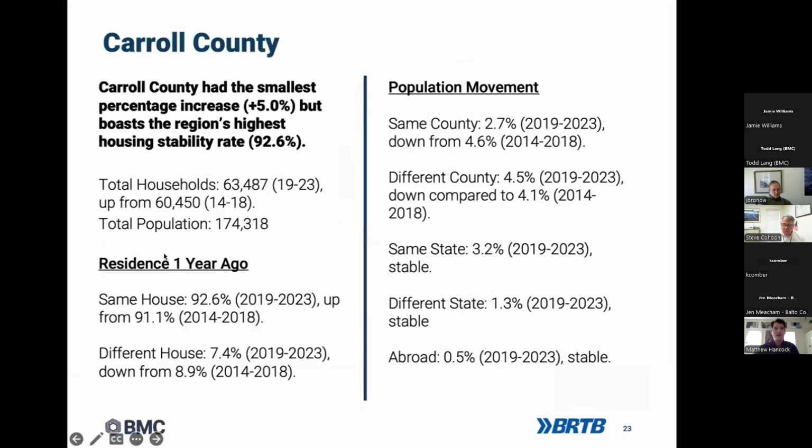With Carroll County, we have the smallest percentage increase, about 5%, but this is also boasting the region's highest housing stability rate, with about 92.6% of residents reporting that they are in the same residence as they were the year before. Very low movement. We see people from the same state, a different state, and abroad. All of those household changes have remained relatively stable.